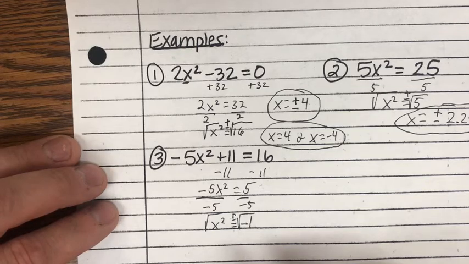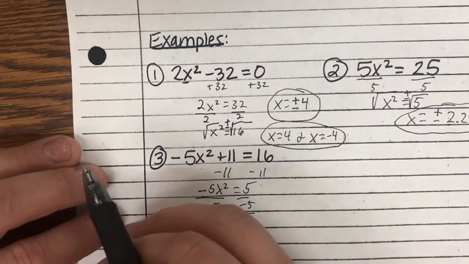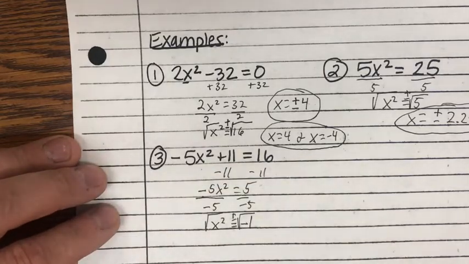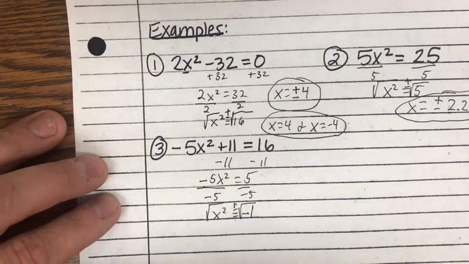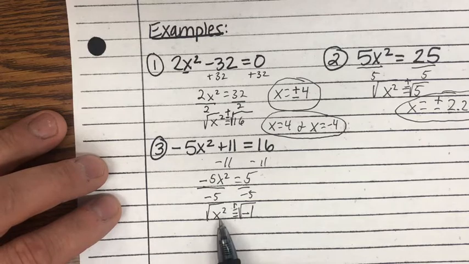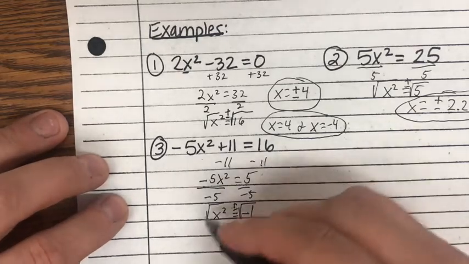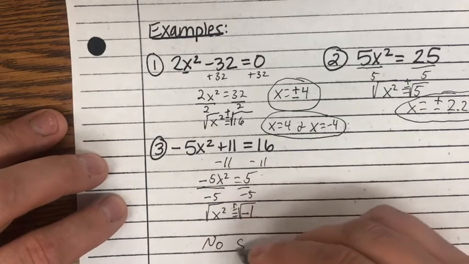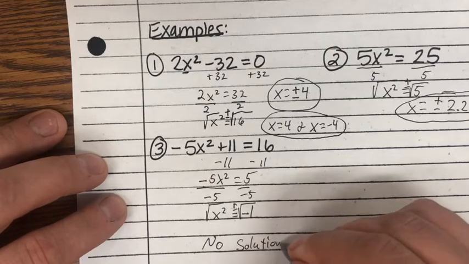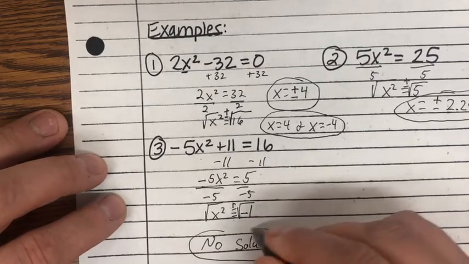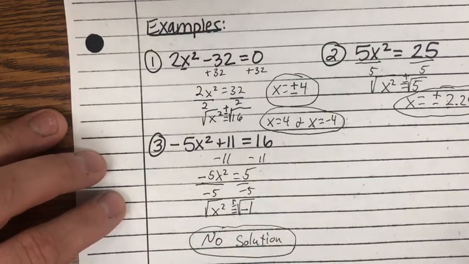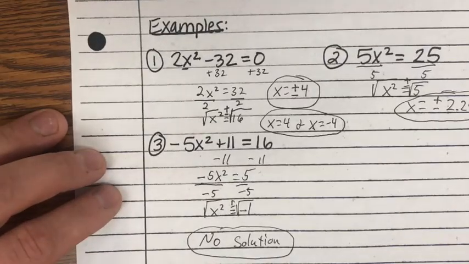I don't know of a number times itself that's equal to negative 1, because a positive times a positive is a positive. A negative times a negative is also a positive. So if we're looking for a number squared to equal a negative, there is not a real solution that exists. So we will just simply state no solution. There is not anything that is going to make that true in the real number domain. Okay? Doesn't exist.